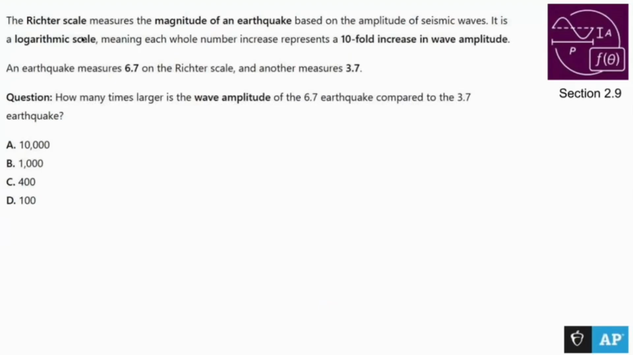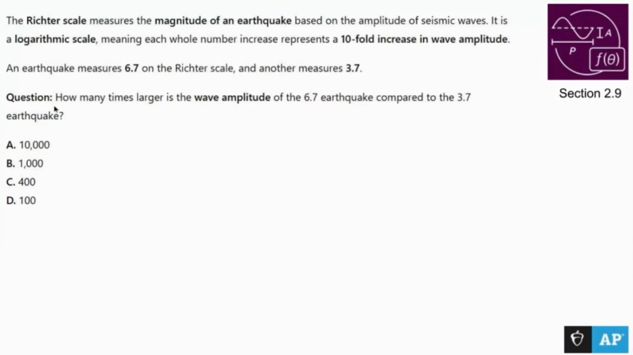The Richter scale measures the magnitude of an earthquake based on the amplitude of seismic waves. It is a logarithmic scale, meaning each whole number increase represents a tenfold increase in wave amplitude.